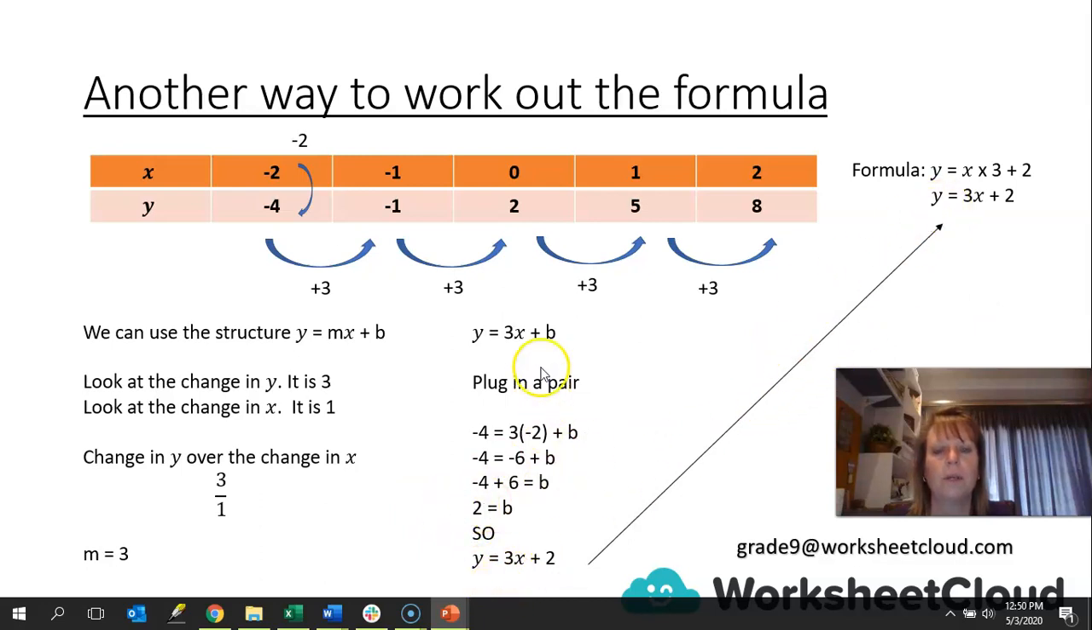Because 2 is equal to b, we've already worked out that y is equal to 3x plus b. So our formula is y is equal to 3x plus 2. Okay, same as what we worked out in the previous lesson.